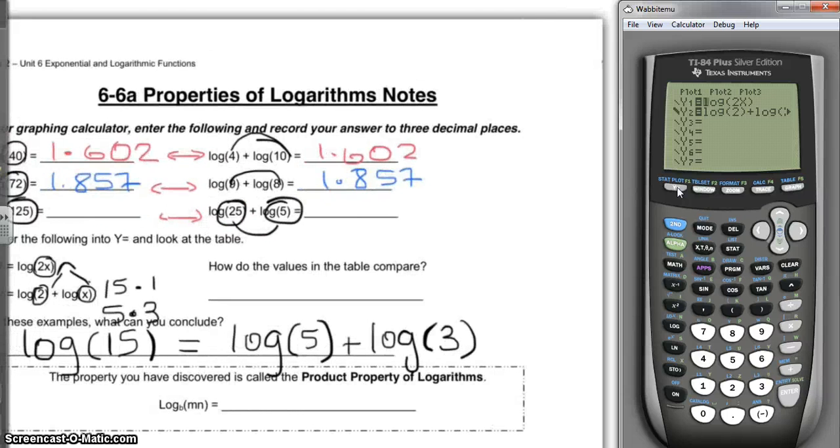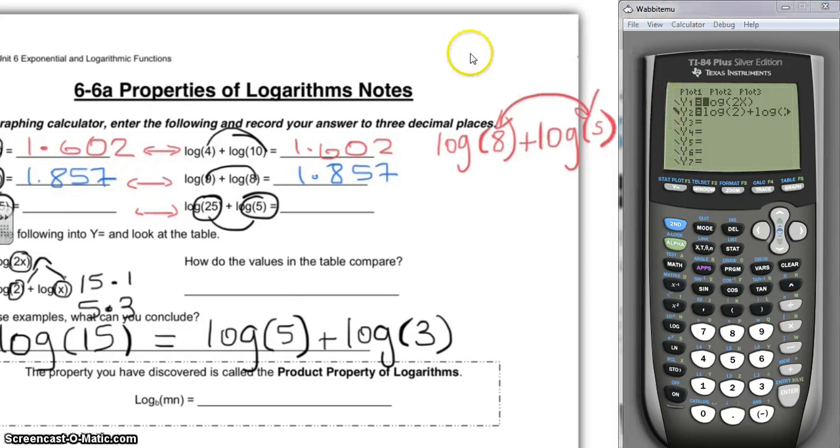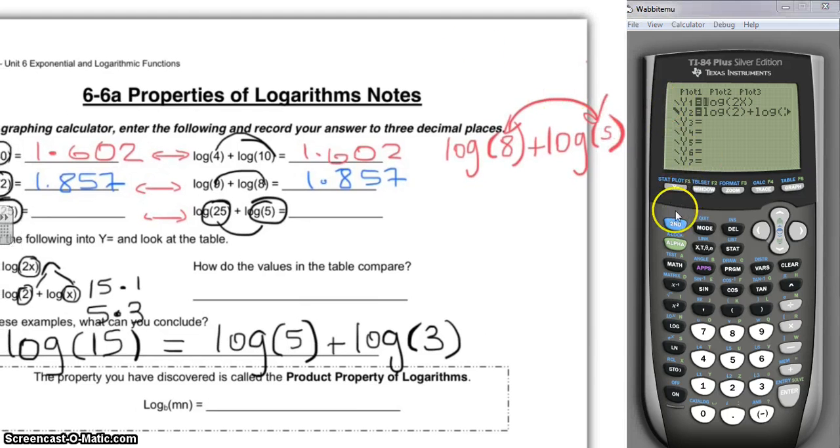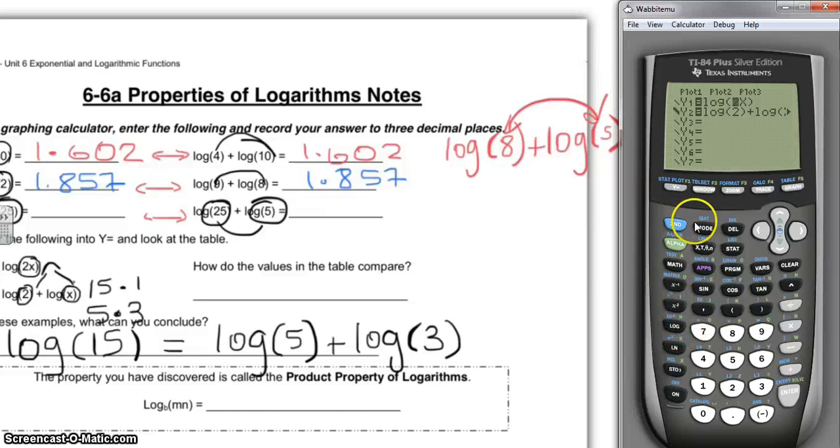Now let's try another one. Let's look at log of 40. Now think of two numbers other than 4 and 10 that, when you multiply them, you get 40. I can think of 8 and 5. So let's put this to the test. If we try to find the log of each one separately, are we going to get the same answer? Let's try it. So let's go to log. Let me get out of this. And let me go find log of 8, close parentheses, plus log of 5. Am I going to get the same answer? What do you think?